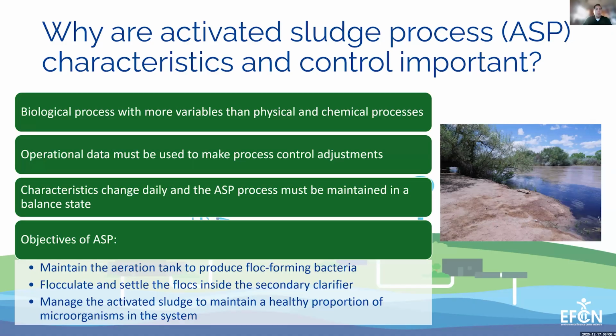So the objective of trying to control those variables, and why we're monitoring our activated sludge characteristics, is some of the backbone of the following: to maintain the aeration tank to produce flock-forming bacteria, to flocculate and settle the flocks in the secondary clarifier, and to manage the activated sludge to maintain a healthy proportion of microorganisms in the system, particularly in the aeration tank. Those are the goals we're trying to accomplish by implementing process controls on different variables such as DO and sludge age.